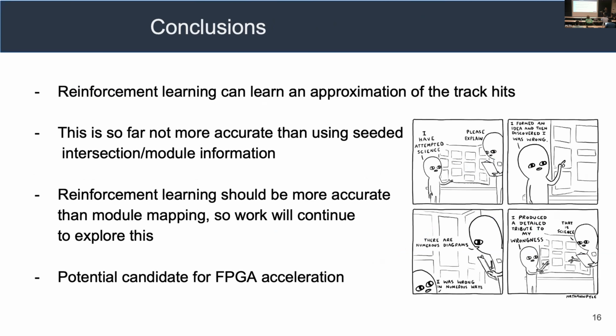So to conclude, we can see that the reinforcement learning does learn something. It's not quite as good as what we want, but there is something there. And I think in theory, there are some claims that you can make that it should do better than module mapping because you are propagating the track in the way you are. So I'll continue to explore it and see if I can make it better. Eventually, I will try to put something like this on an FPGA and see if I can accelerate it as well. Thanks.